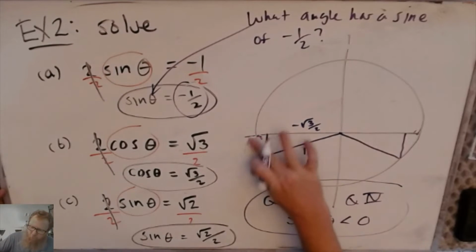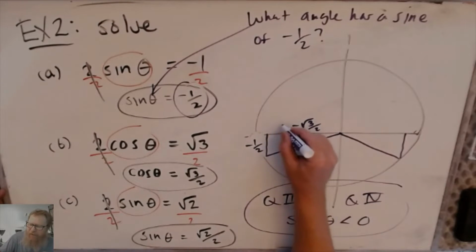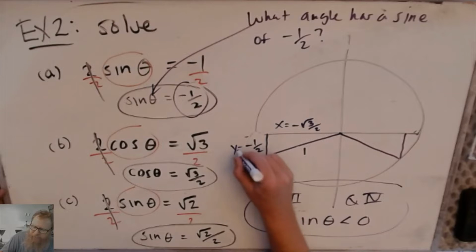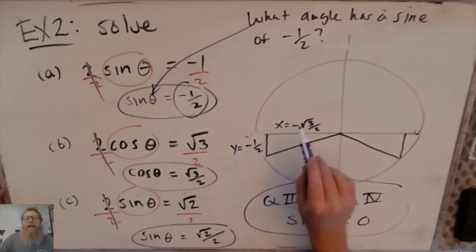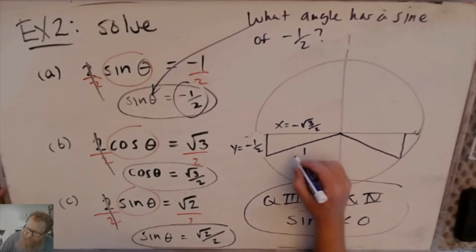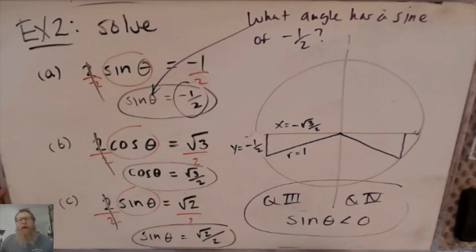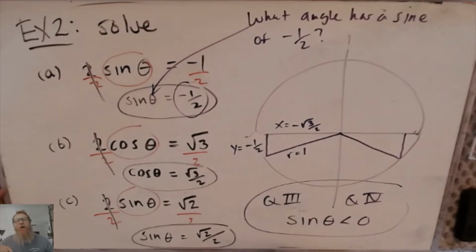Yeah, so your y value is negative 1/2. Your x value is negative root 3 over 2. And then the 1 is called the r, or the radius of the circle. So it's x, y, and r if you're doing a true unit circle.